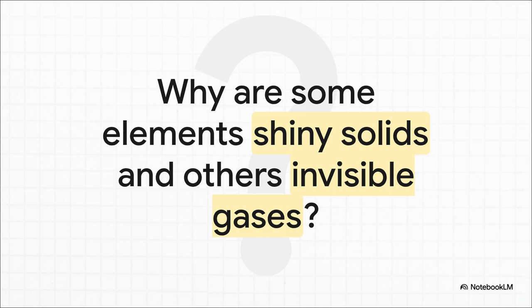How can something like gold, this shiny, heavy metal you can bend, and something like helium, a totally invisible gas, even belong on the same chart? What are the fundamental rules that cause these wild differences? Well, that's the big mystery we're going to unravel today.